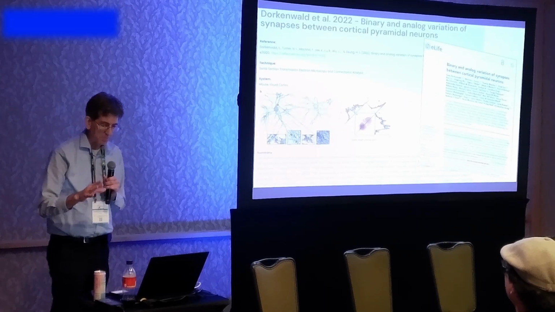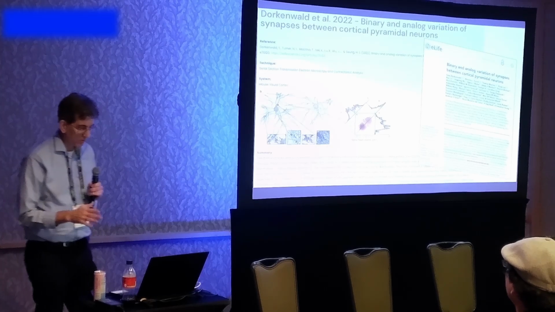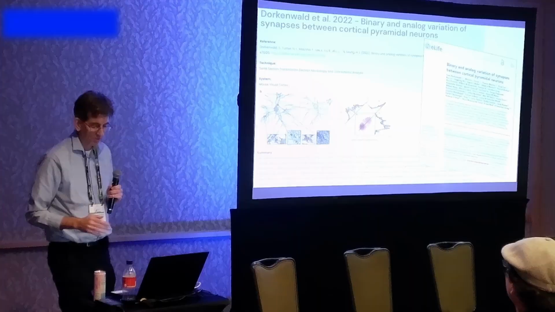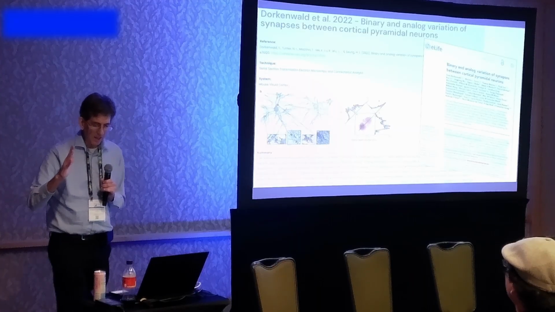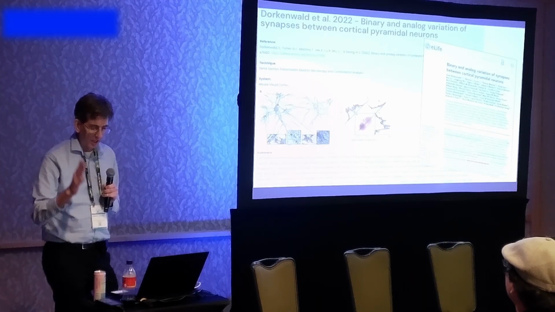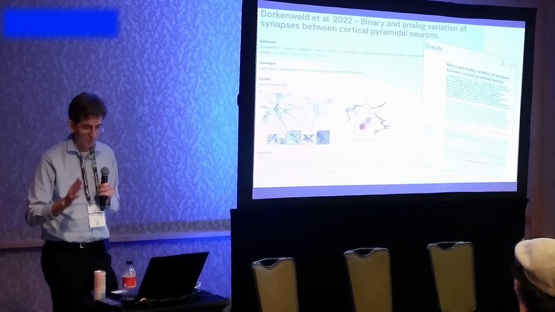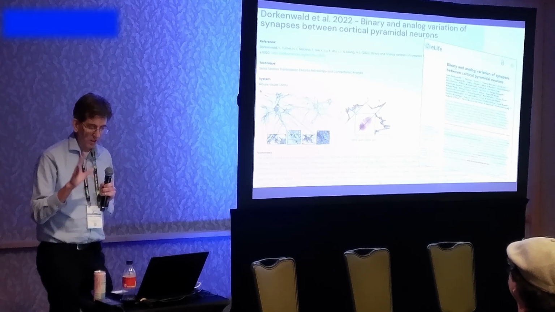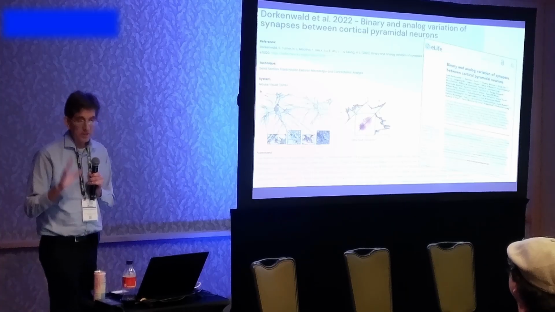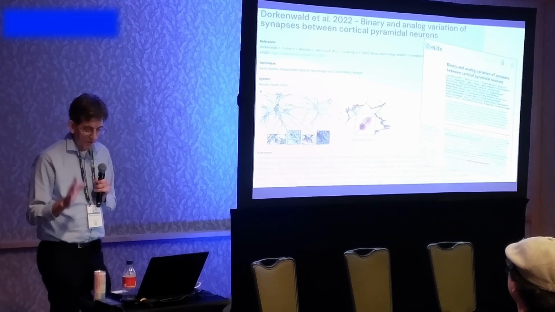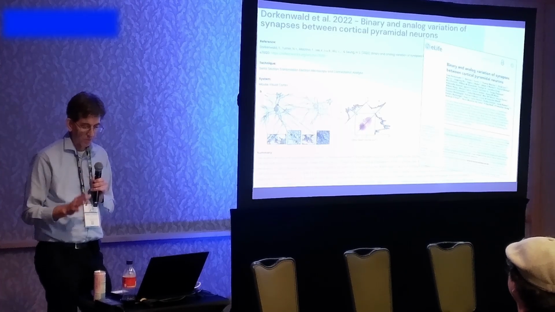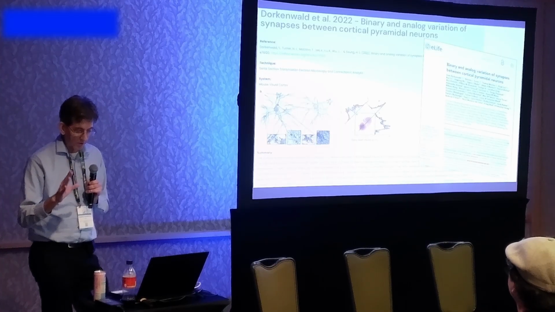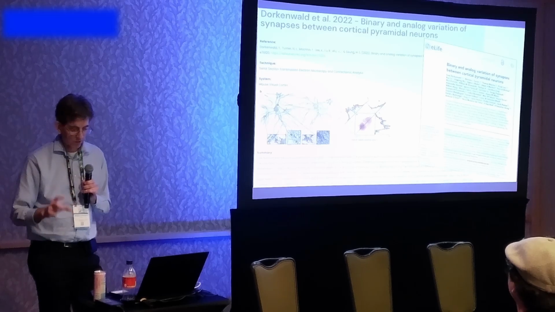Okay, another one is this paper by Dorkenwald et al. 2022. Dorkenwald will be on the panel discussion. The paper, Binary and Analog Variation of Synapses Between Cortical Pyramidal Neurons. They traced and proofread 1,960 synaptic connections among 334 pyramidal neurons in a TEM data set, covering layer 2-3 of mouse visual cortex.